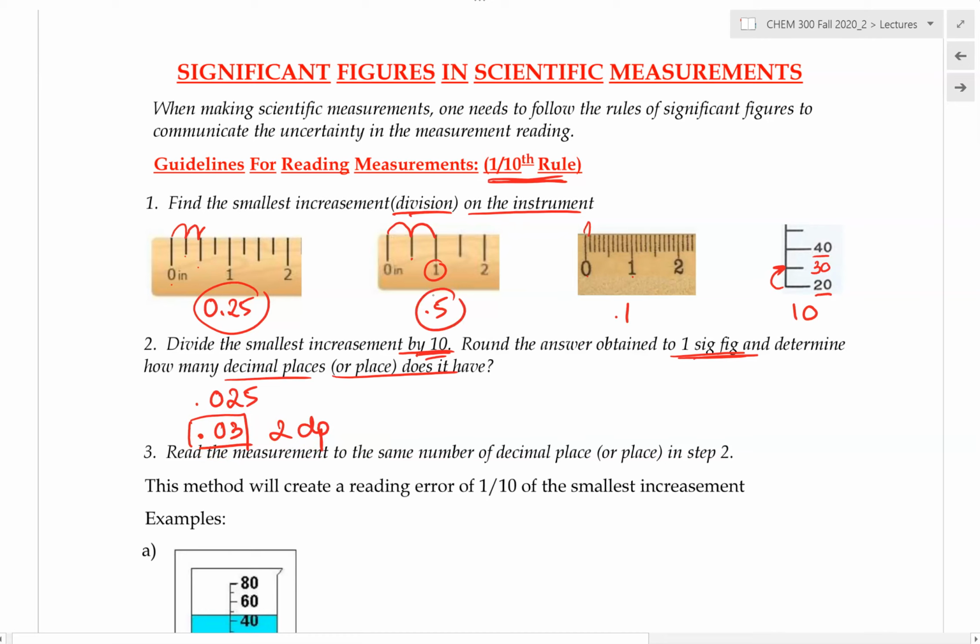As for this example, when we take 0.5 divided by 10, we have 0.05. It has one sigfig, so we don't need to round it. We take notice that this value has 2 decimal places. Similarly, when we take this and divide it by 10, we have 0.01, which is one sigfig, so we do not need to round this further, and it has 2 decimal places. As for this one, 10 divided by 10 equals 1, so this value should be rounded to 1.